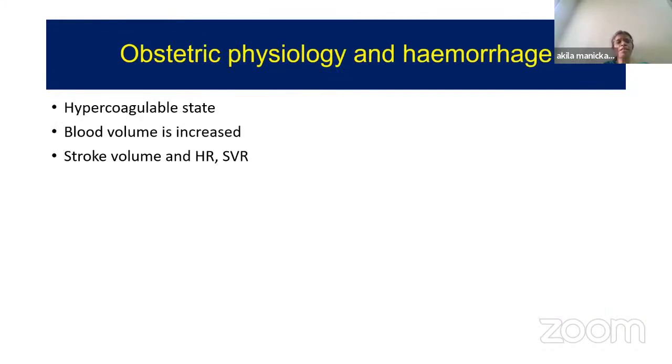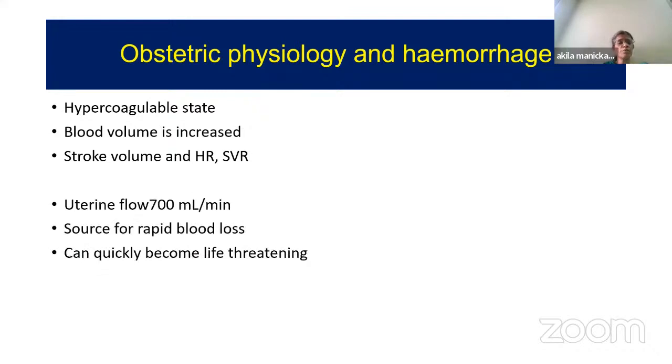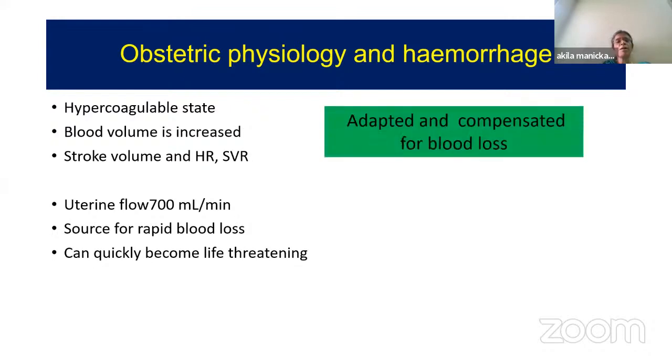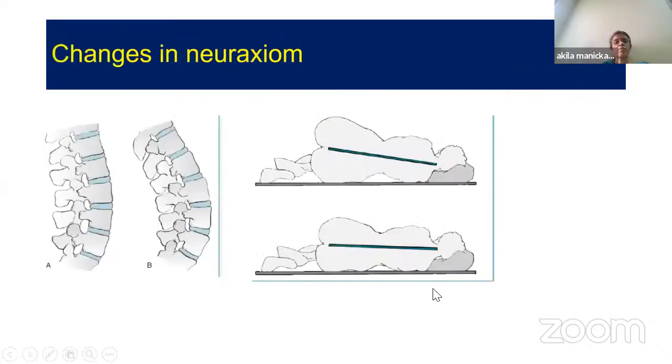Stroke volume, heart rate, SVR, they are all decreased. So it improves. The loss is rapid. The uterine flow is 700 ml per minute. It is 900 ml per minute. It is a source for rapid blood loss, and it can quickly become life-threatening. But when you look at the physiology, it is actually adapted and compensated for this blood loss. And so massive obstetric hemorrhage can occur without warning.